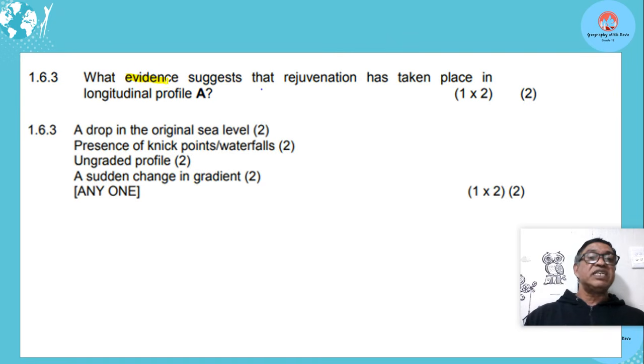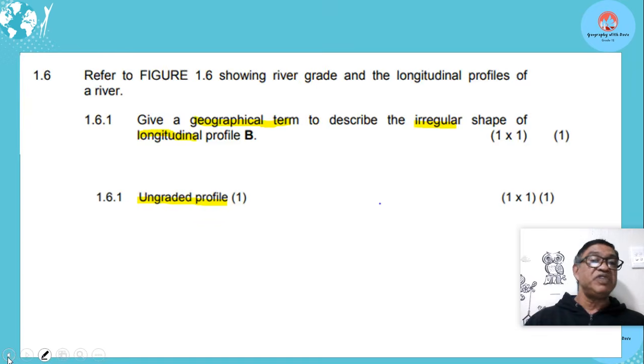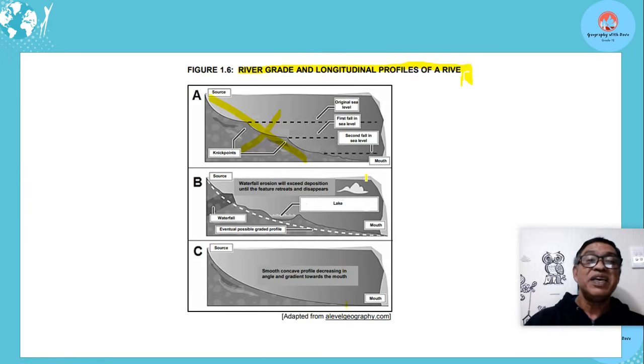What evidence suggests that rejuvenation has taken place in longitudinal profile A? Now, when you look at evidence of rejuvenation, we need to see it here. Can you see it? There's nick points, changing in gradient. These things are evidence. Use the definite ones that you see there. That tells you rejuvenation has occurred because there's this erosion occurring in those places, changes in gradient, etc.